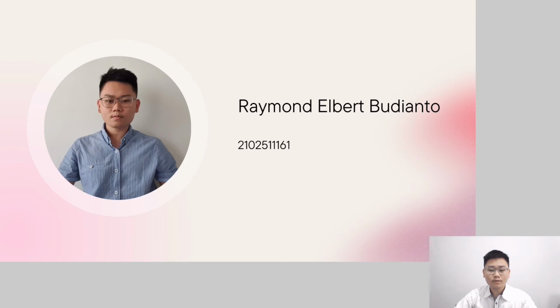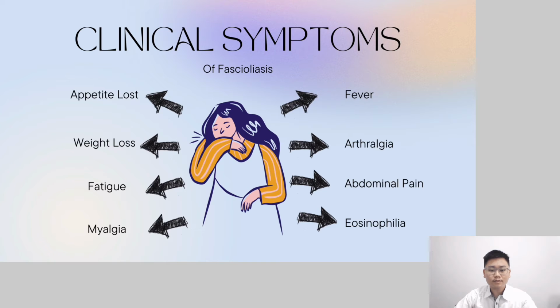My name is Raymond Albert Budianto, and now I will explain about the clinical symptoms of fasciolitis. Fasciolitis is an infection caused by Fasciola hepatica and Fasciola gigantica. Humans get infected by ingesting raw plants infected with metacercariae. Some symptoms of this infection are abdominal pain, fever, fatigue, appetite loss, arthralgia, weight loss, and myalgia. Eosinophilia and significantly elevated IgE levels can also be important predictors for physicians to suspect if someone is infected by fasciolitis. On the other hand, fasciolitis may also present without any specific symptoms.